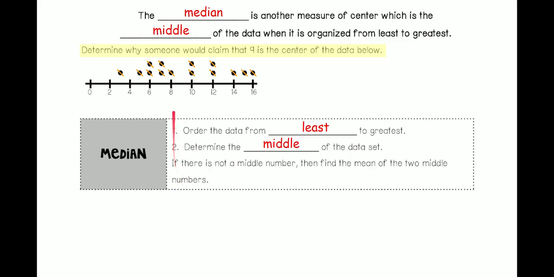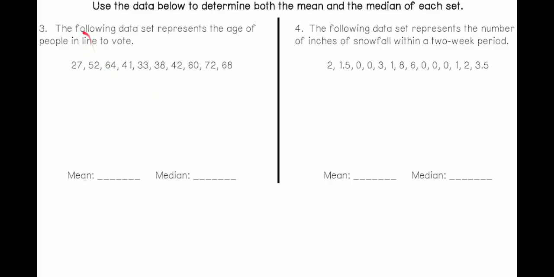And thankfully, that's easy to figure out. If there is not a middle number, then you find the mean of the two middle numbers. Well, the two closest to the middle were 8 and 10, and the number in between them is number 9. There's a way to find that mathematically as well, and we'll get to that. So let's do some examples where we find mean and median.